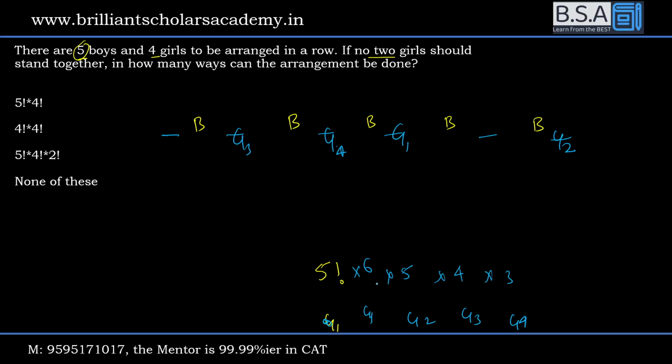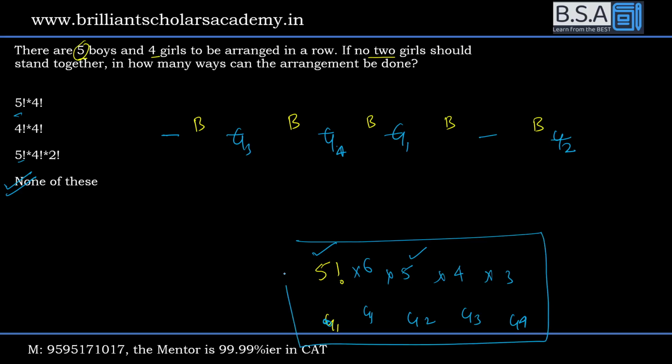5 factorial into 6543. Because there is a 5 here and a 5 here, the 5 should have appeared twice, but 5 appears only once in all of them. So the answer is none of these. This is your final answer. When people are not together, first create the gaps and then count the gaps.